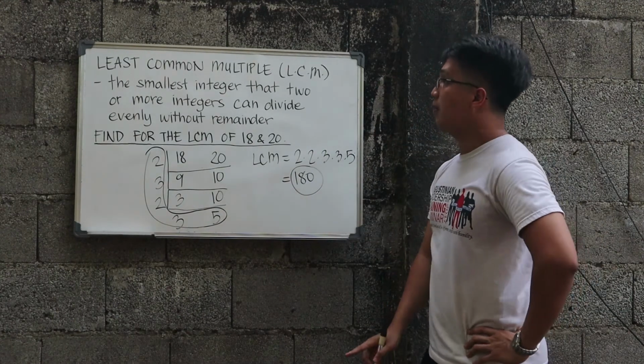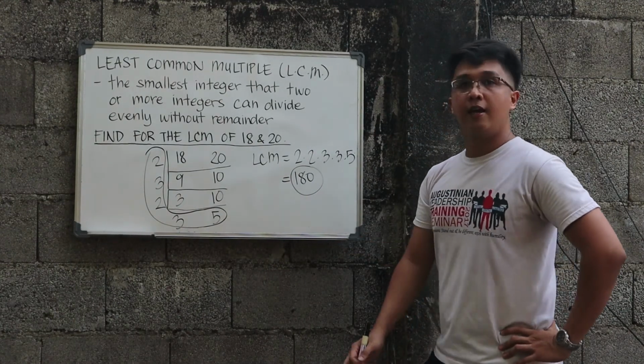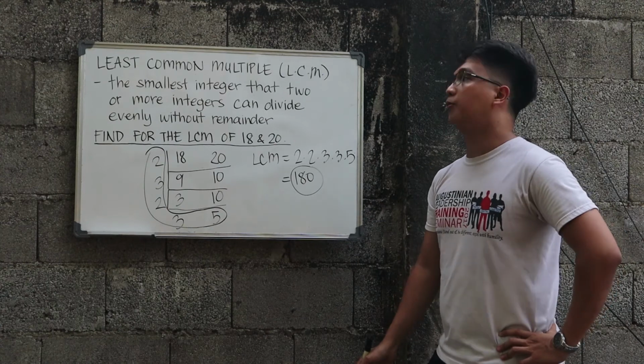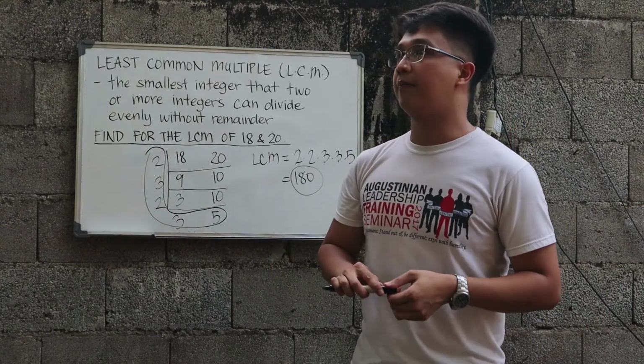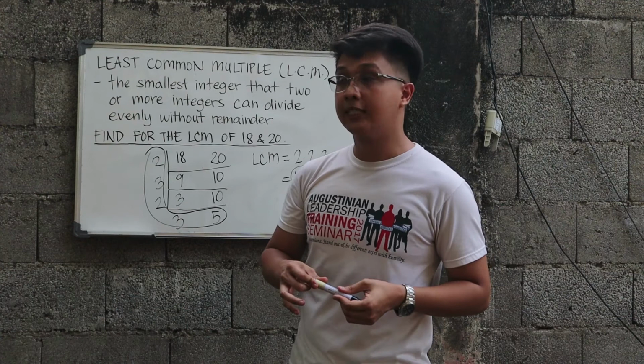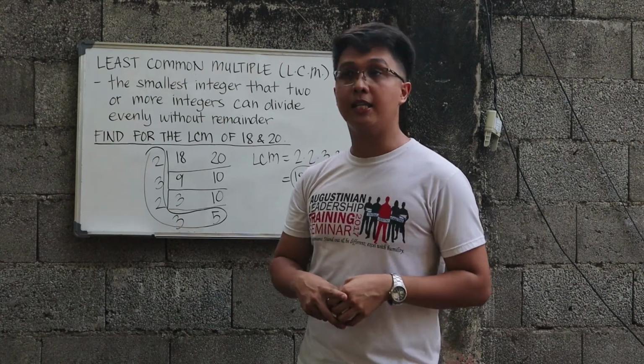So those are 3 methods of finding the LCM or least common multiple. Those are the techniques in finding the LCM.